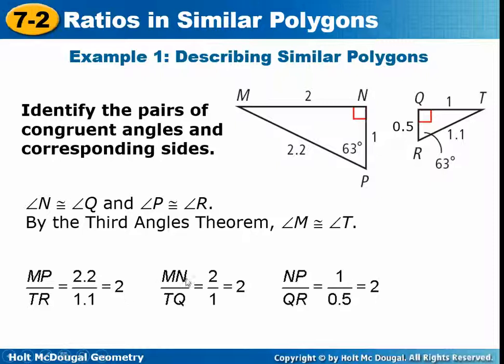And then MN corresponds to TQ. So 2 over 1 equals 2. And then finally NP over QR, and that also simplifies to 2. So if they had asked you to figure out whether or not these were similar, then you would say yes, they are, because they all simplify to the same ratio. In this one, they said that these are similar.